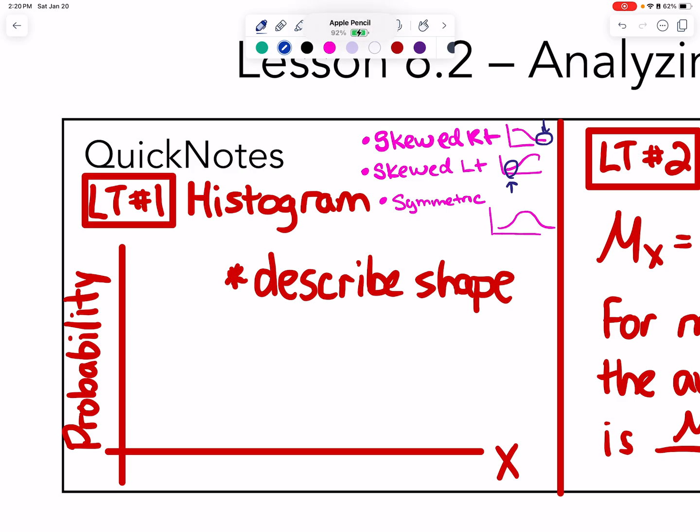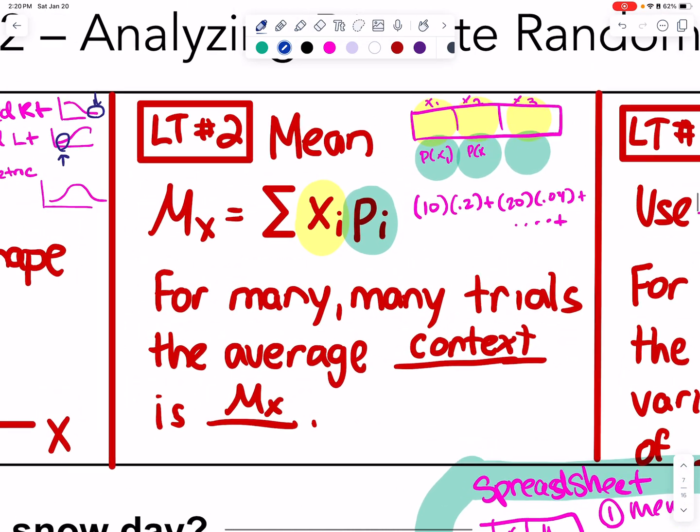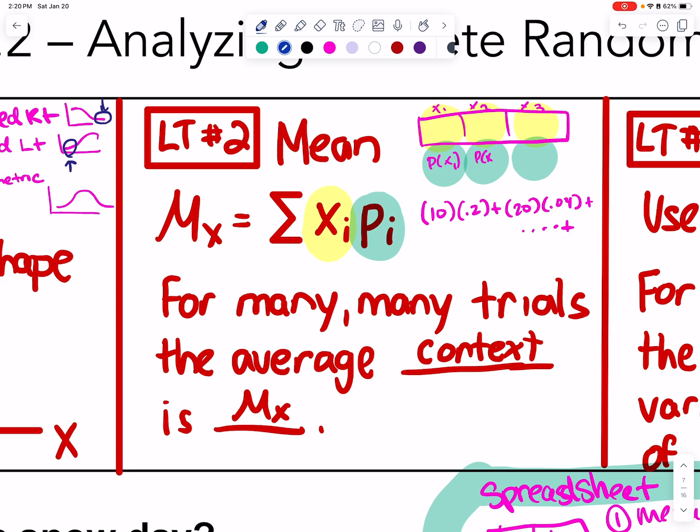And this, of course, is a histogram. The mean is equal to the summation of all my x's times all my probabilities. What it means is that after many, many, many times I've tried this, the average, for ours, was skee ball points. So that's what context means: whatever you're talking about, and then whatever your mean is.